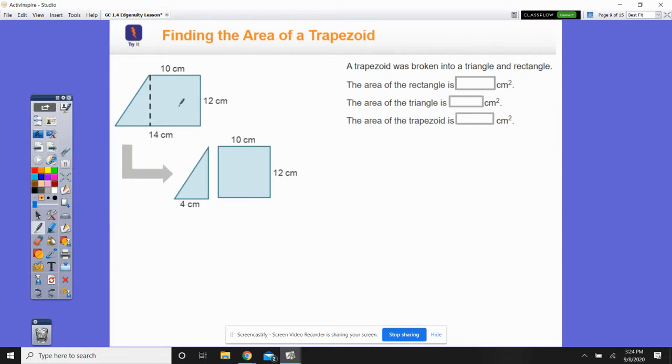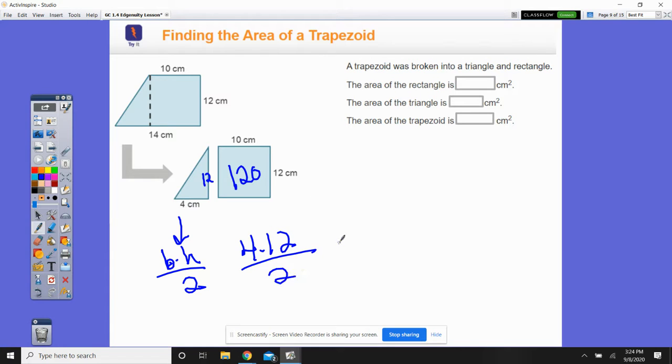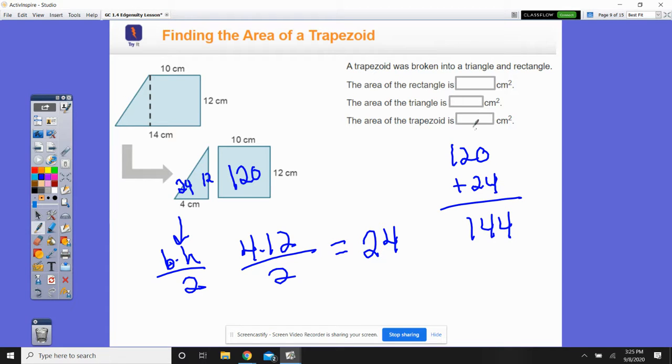Finishing this one, we have a 10 by 12, which is 120. This would be a 4 times the height is 12. So that's base times height, divide by 2. 4 times 12 divided by 2, which would be 48 divided by 2, which is 24. And then you can take 120 plus 24, and that gives you 144 centimeters squared, because the triangle is 24 and the rectangle is 120.